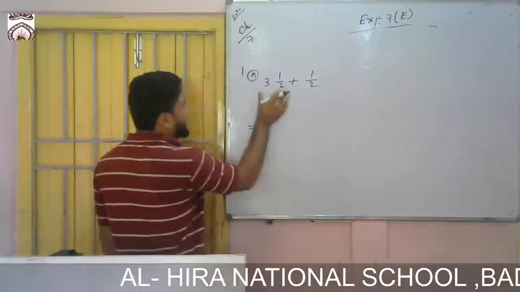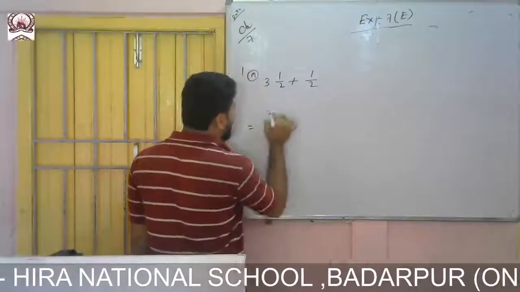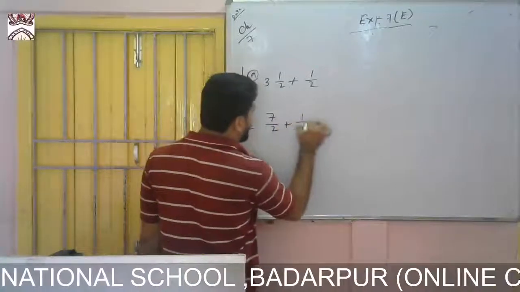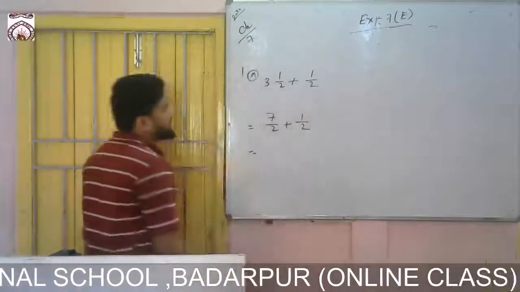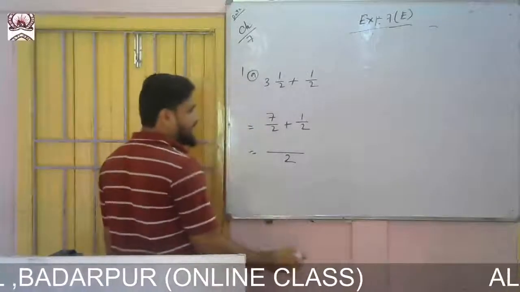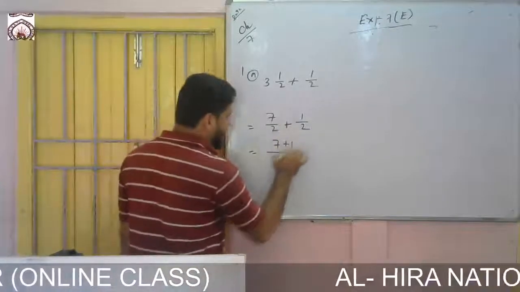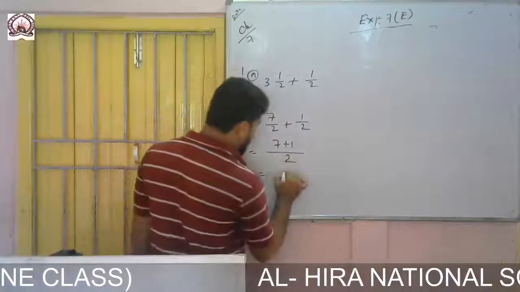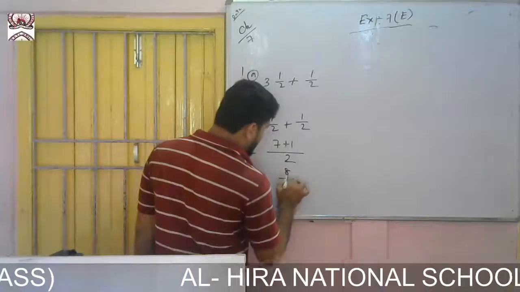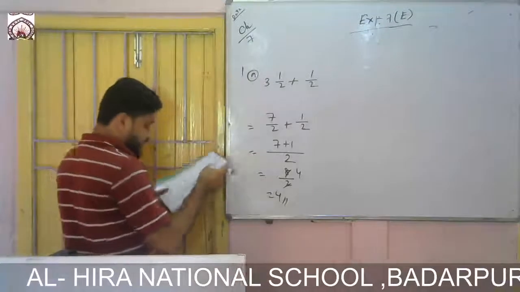In this case, first we will break this mixed fraction. 3 2s are 6, 6 plus 1 is 7. So 7 by 2 plus 1 by 2. Now we take LCM 2. As I said earlier, if the two denominators are the same, we can directly add the numerators. So 7 plus 1 is 8 by 2, so it is 4. Answer is 4.